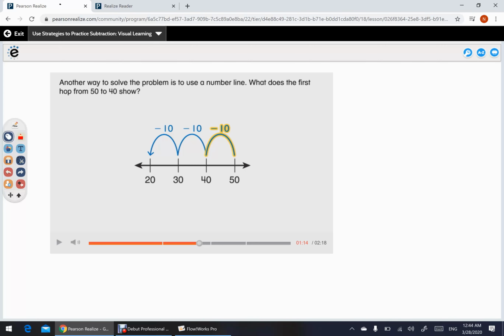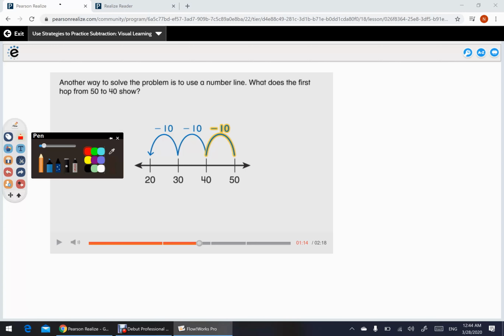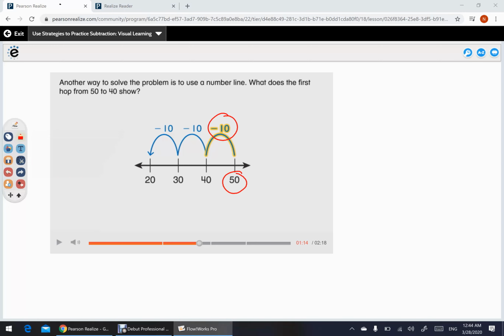From 50, if I remove 10, what will I get? 40. And then again, if I remove 10, 30. Again, I remove 10, 20. So we need to move 3 times. So that is 30. 30 is nothing but 3 tens. You remember? Yes, you know how to do it. So let's continue with the video.